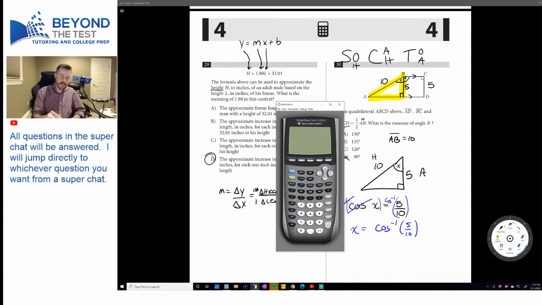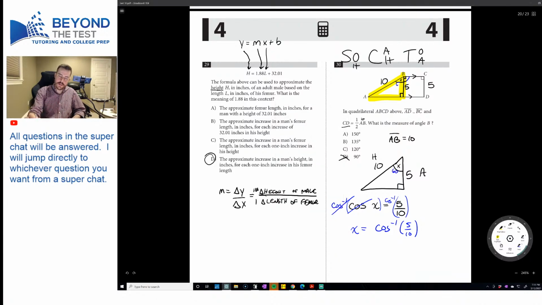And the way that you do this in the calculator again is you'll see the cosine down here. You hit second cosine. And then we'll put 5 over 10. And if we do that, that comes out to be 60. So I know that this is 60 here. And then the whole angle would be 60 plus that 90-degree angle we created. So 60 and 90, we know that's going to give us the 150 there, which is why it has to be choice A.